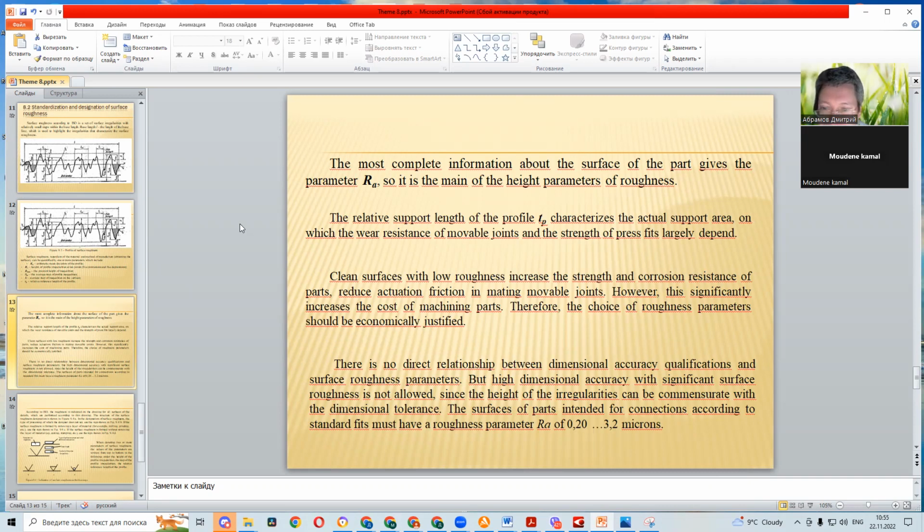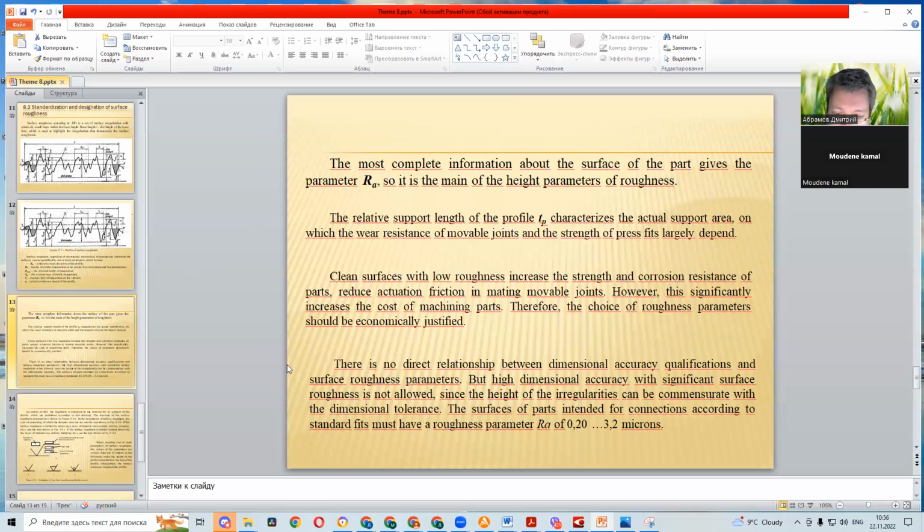largely depend. Clean surfaces with low roughness increase the strength and corrosion resistance of parts, and reduce actuation friction in mating movable joints. However, this significantly increases the cost of machining parts. Therefore, the choice of roughness parameters should be economically justified.